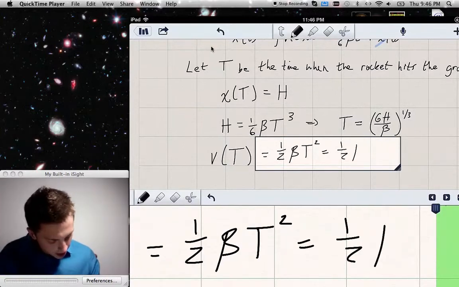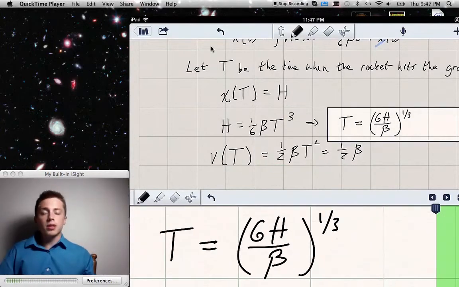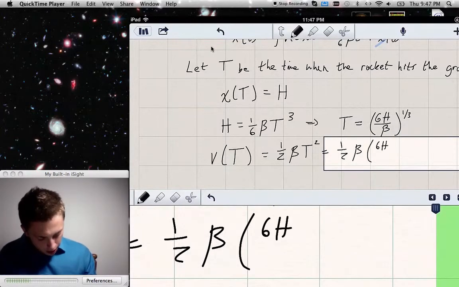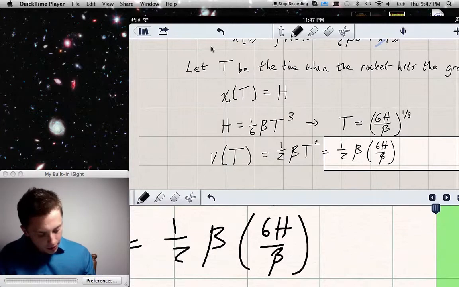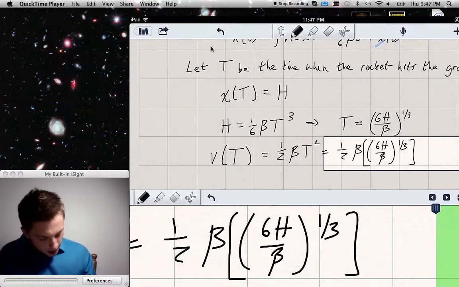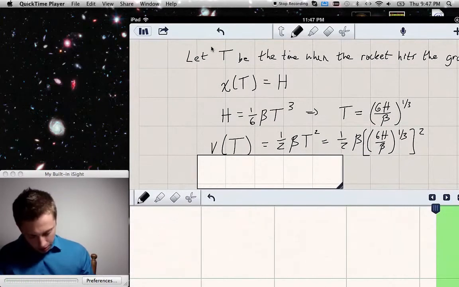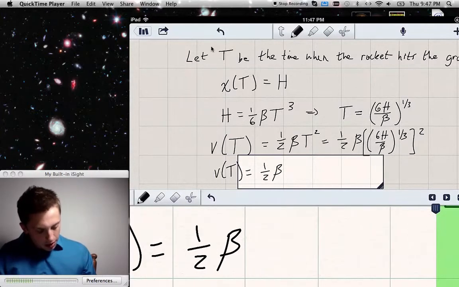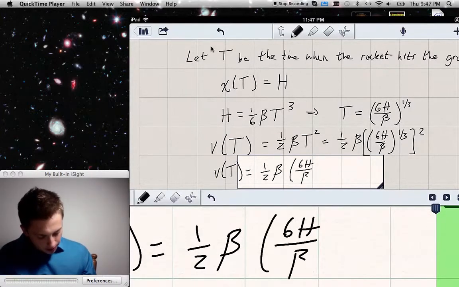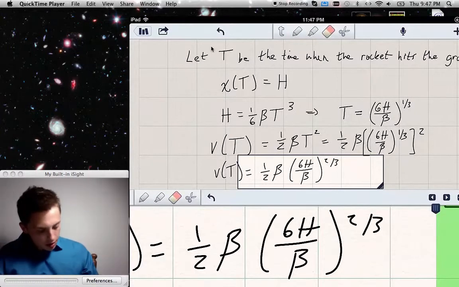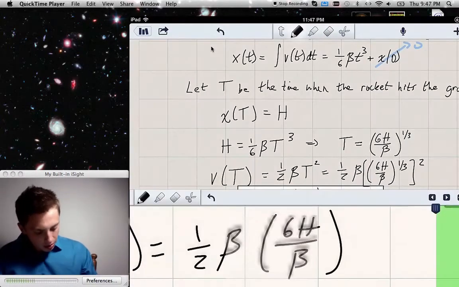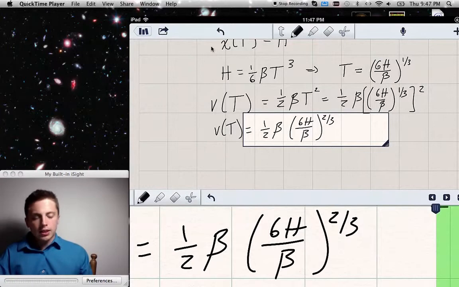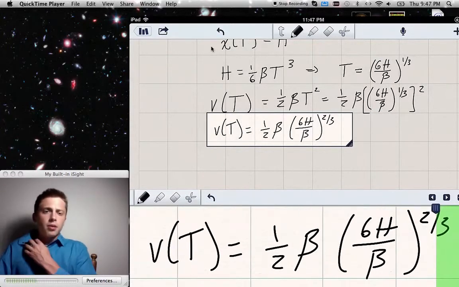Okay, so let's go ahead, and now we know this capital T in terms of things that were given in the problem, h and beta, right? So we get (6h over beta) raised to the 1/3, and then we're going to square that. And that's the same thing, and please prove this to yourself if you're rusty with algebra. We get the same thing if we take (6h over beta) raised to the 2/3 power, because that's how algebra works. Okay, I hope that's clear. And I hope that cleared up a few things.